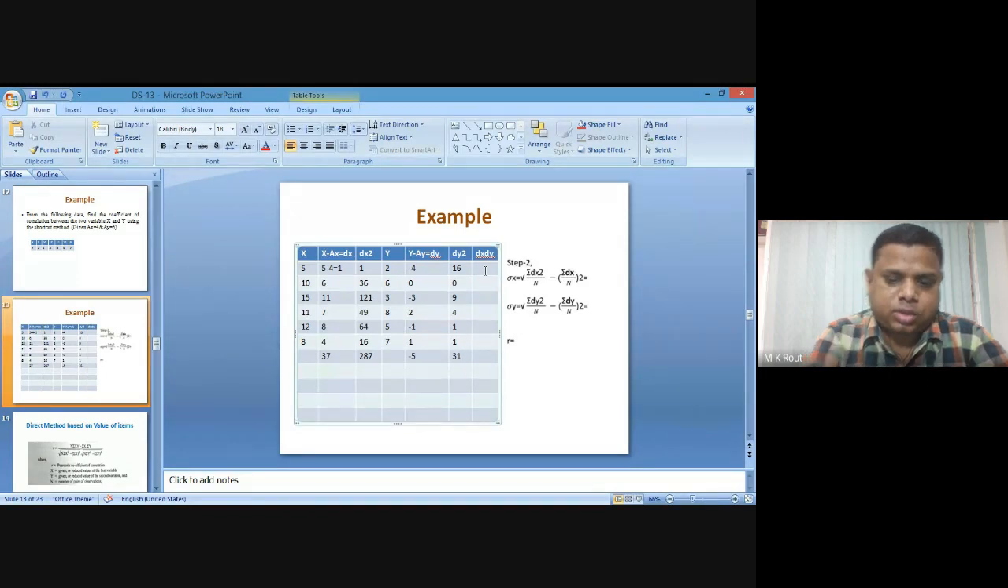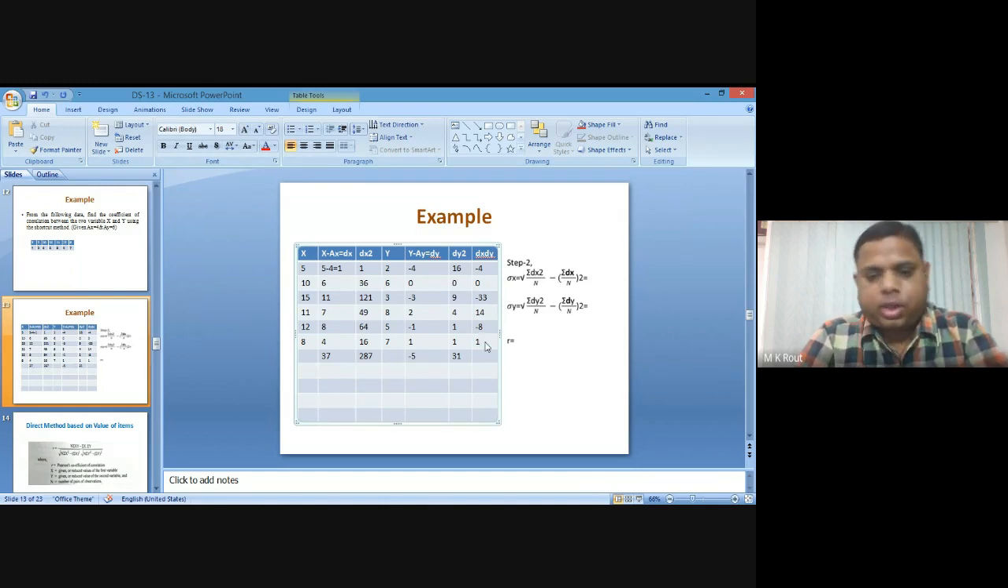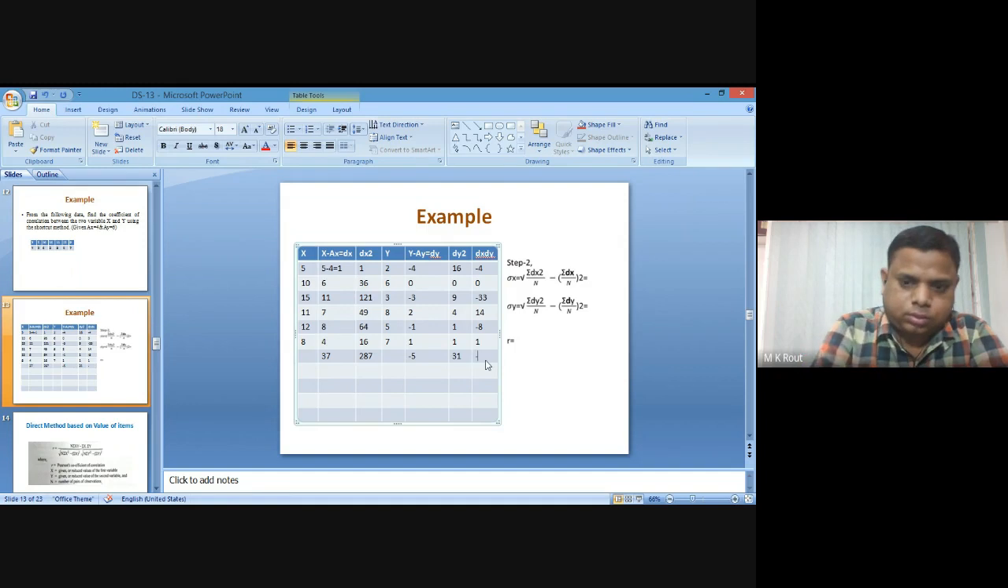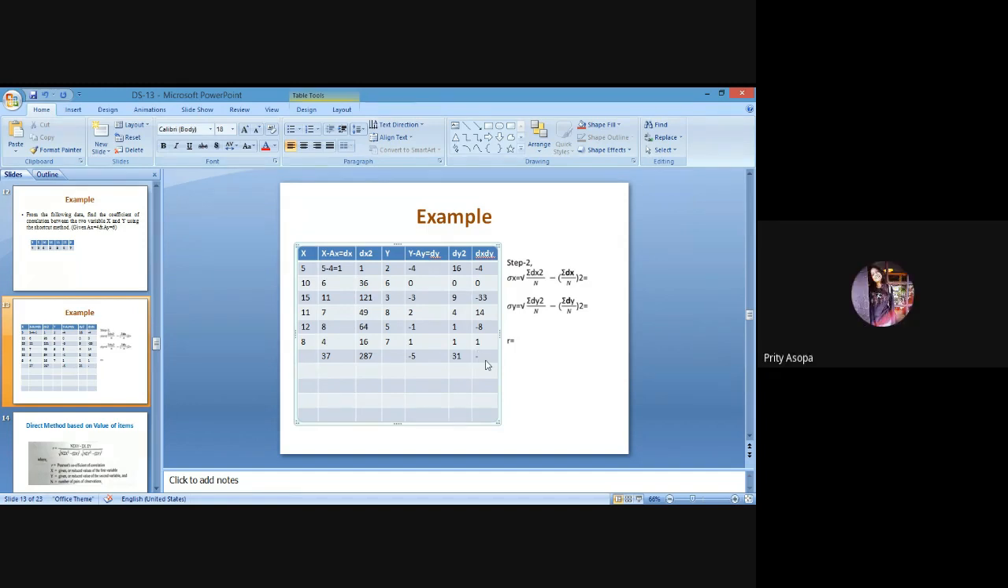And the last column, that is dx into dy. The first one is how much? Minus 4. The second one is 6 into 0, that is 0. Third one is 11 into minus 3, that is minus 33. Next one is 7 into 2, that is 14. 8 into minus 1, that is minus 8. 4 into 1, that is 4. So what is the sum of this dx into dy? Minus 27.